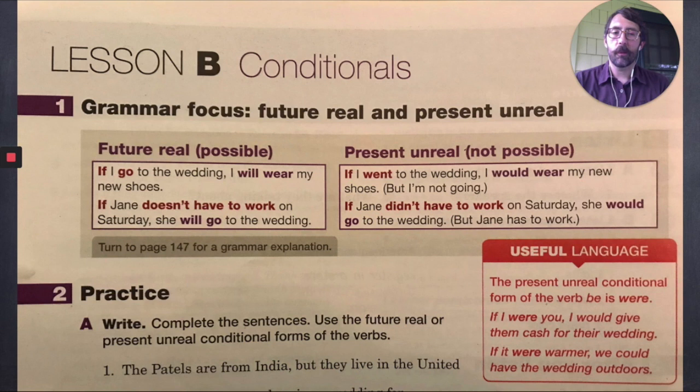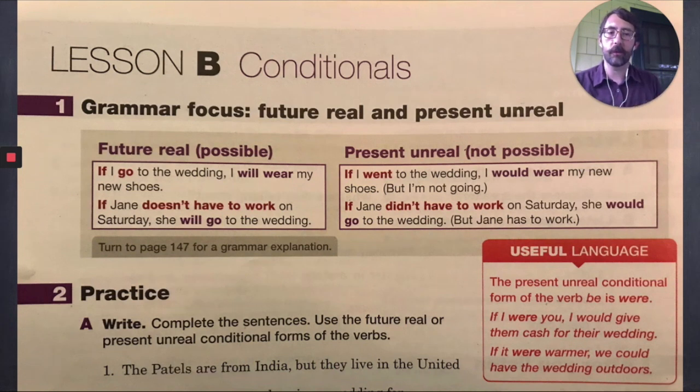Let me repeat that. If you're looking at our page on the right side where it says present unreal, when we're talking about things that are not possible, the unreal conditional form of the verb be, so forms of the verb be: am, is, are, was, were, right? So in the present unreal condition, the form of the verb be that we're going to use is were.